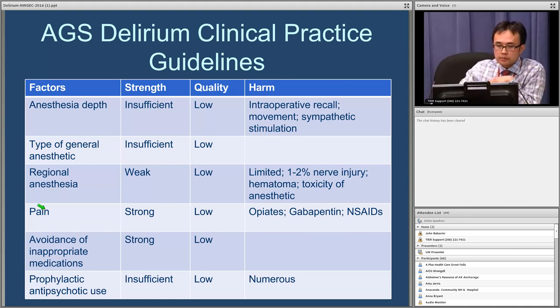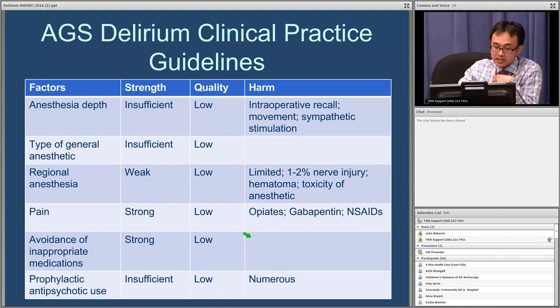And then also pain as well, not so much precipitating pain, but treating pain. The strength of the evidence is quite strong and the quality is low. And of course, the harms that are associated with treating pain are inherent with the medications that you use, the opiates, the gabapentin, or the NSAIDs as well. And avoiding inappropriate medications, I'm sure Dr. Markham talked about this as well. The strength of the evidence is very strong and the quality is low. And I could say that there's very limited harm.